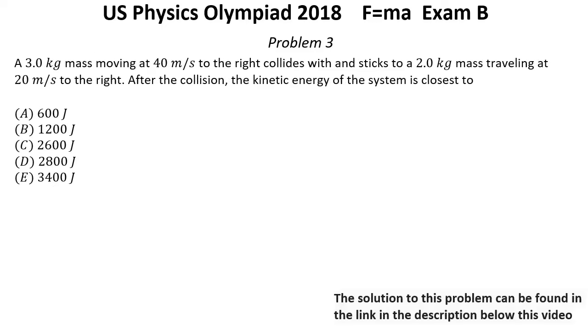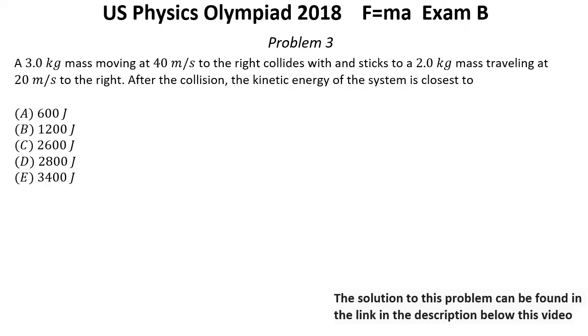Problem number 3. A 3 kg mass moving at 40 meters per second to the right collides with and sticks to a 2 kg mass traveling at 20 meters per second to the right. After the collision, the kinetic energy of the system is closest to. Solution for problem number 3.